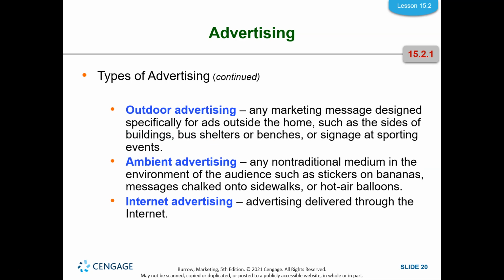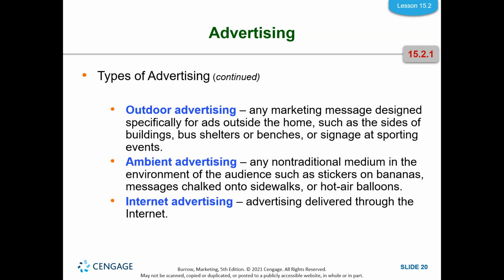A few more terms. So outdoor advertising, any marketing message designed specifically for ads outside the home, such as the sides of buildings, bus shelters or benches, or signage at sporting events. That could also include the signs that we see right on the buses, and we see it on other vehicles as well. Another type of advertising is ambient advertising.